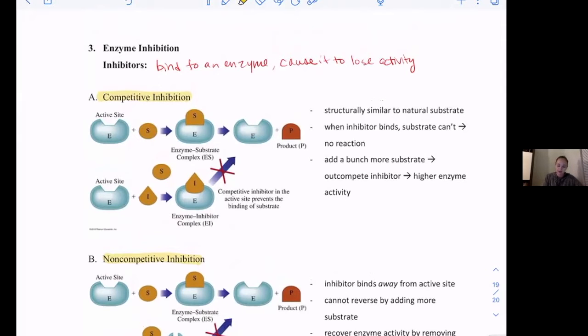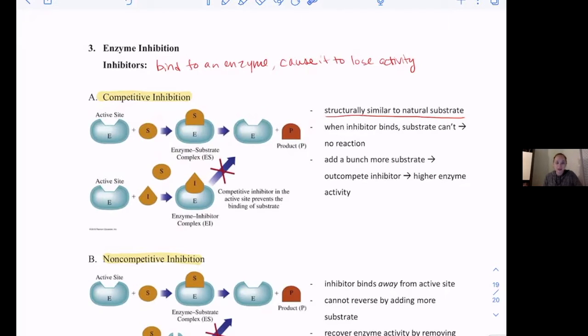In this, the inhibitor, the molecule that slows down our enzyme activity, is very structurally similar to our natural substrate. So let's orient ourselves to this little picture here. We have our enzyme with an active site, our little pocket, and our substrate in this case is a little oval. When you make the enzyme substrate complex, it will change shape slightly in order to start forming product, and then product will be released and you get the enzyme back as your catalyst.